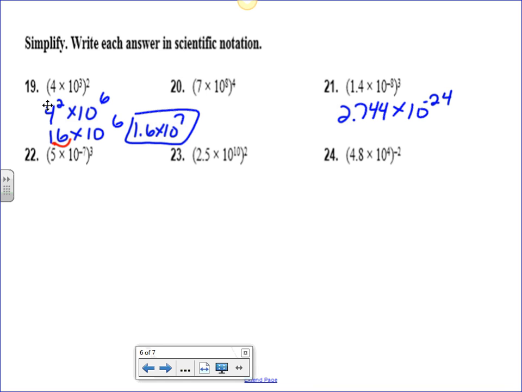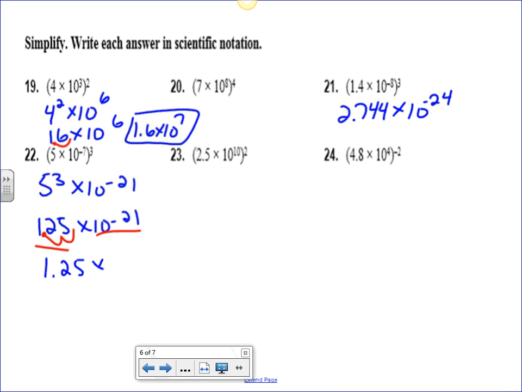Okay, if you do it for this next one, number 22, 5 to the 3rd times 10 to the negative 21st, and 5 to the 3rd is 125 times 10 to the negative 21st, and then we start moving our decimal. So I move it twice here, so that means this has got to change by 2, and since this one got smaller, this one's going to have to get bigger. Okay, so I'd have a 1.25 times 10 to the negative 19th power.